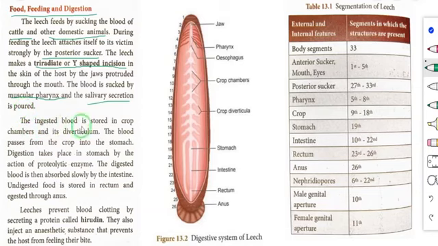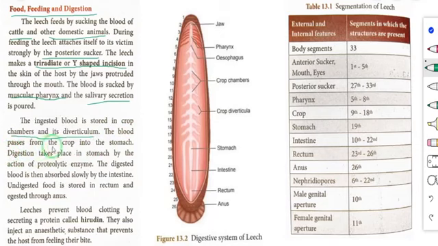The ingested blood is stored in crop chambers and its diverticulum. So after sucking, the blood enters through this area and reaches the crop region. This area is a crop. The crop has 10 chambers, so the blood can be stored in the 10 chambers as well as the diverticular areas. This is a diverticular area. The blood is stored in the crop chambers as well as the diverticulum region.